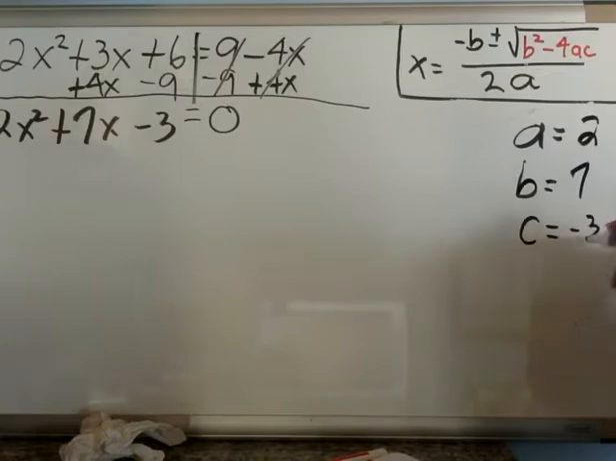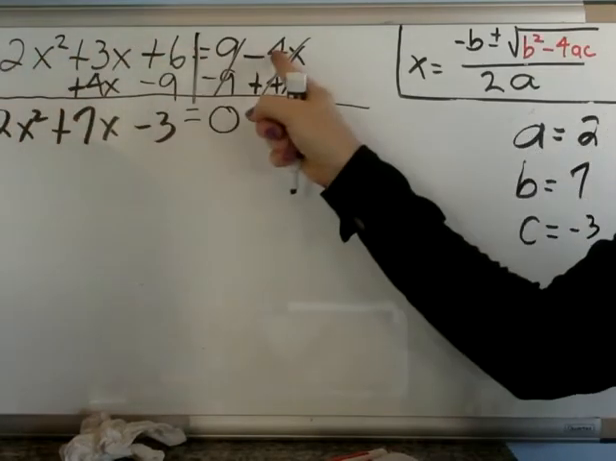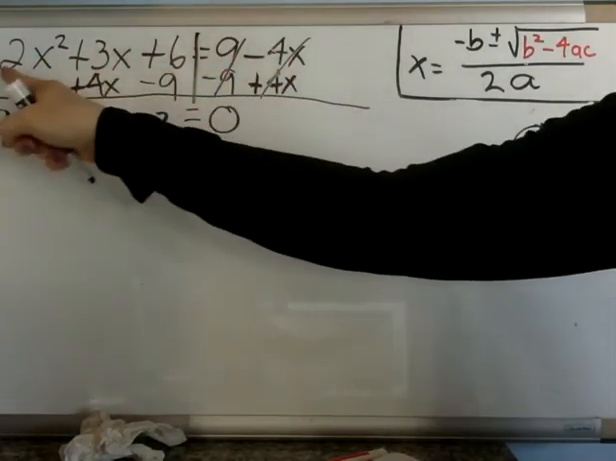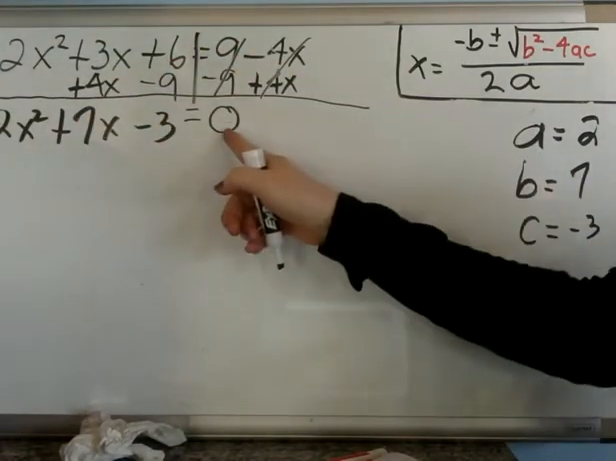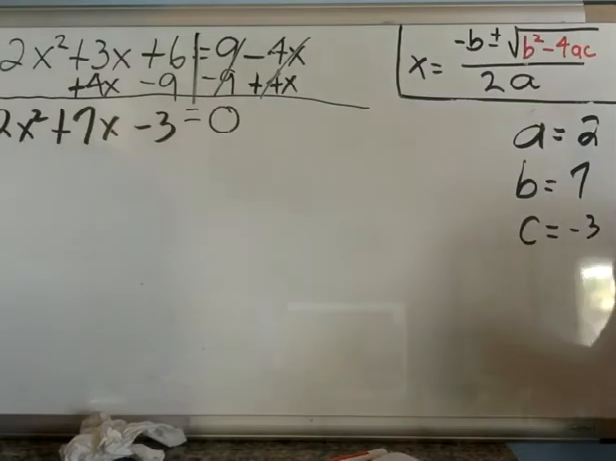Be careful. If we had used, without setting the equation equal to 0, we may have thought that a was 2, b was 3, and c was 6. Remember, a, b, and c are determined when it's set equal to 0. So these are my values of a, b, and c.